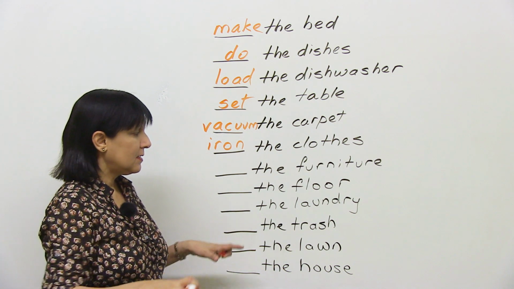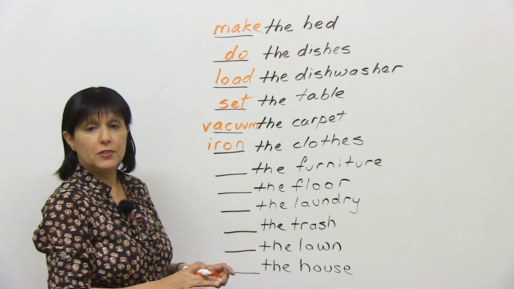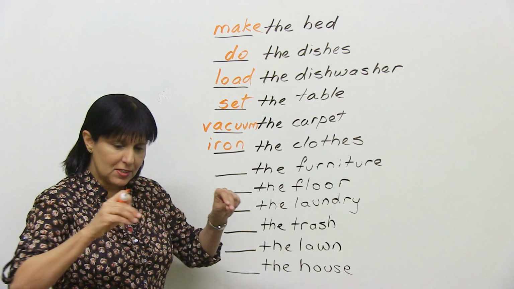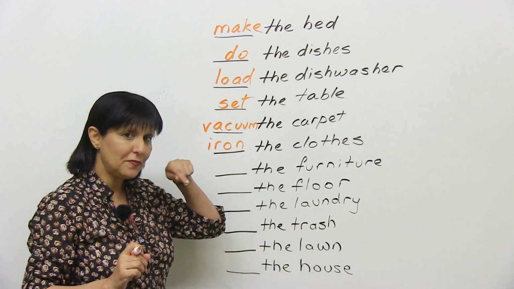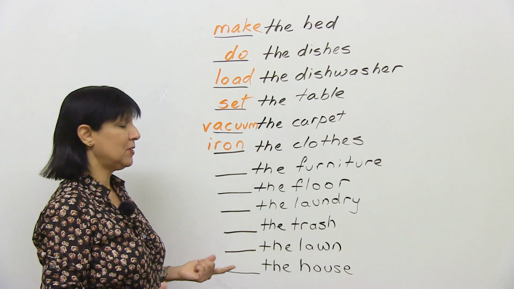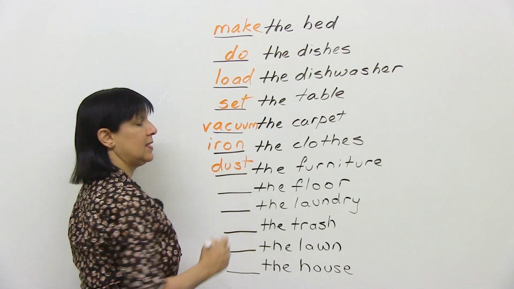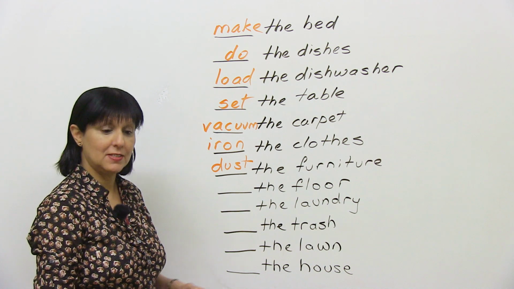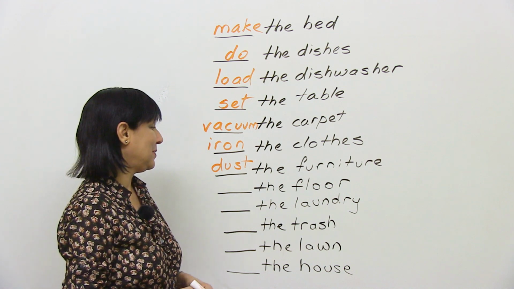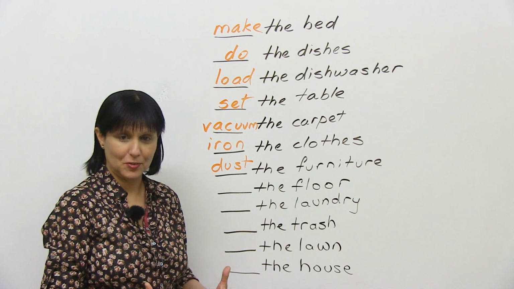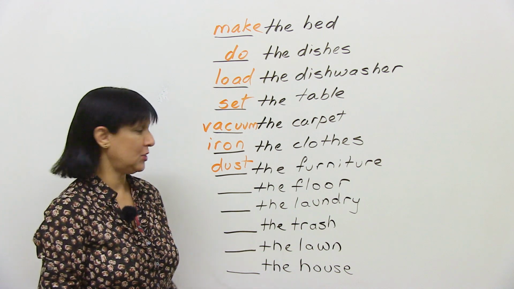Next, you haven't cleaned the furniture in a long time and there's something on top, and if you put your finger, you can write in it. So what do you need to do? You need to dust the furniture because there's dust on it. But the expression we use, the verb we use, is to dust the furniture.